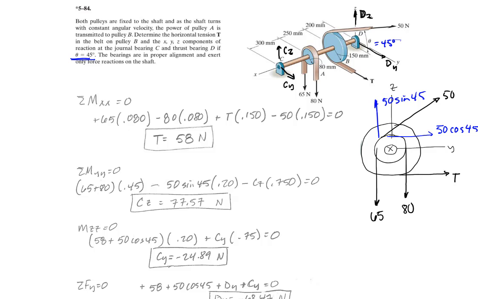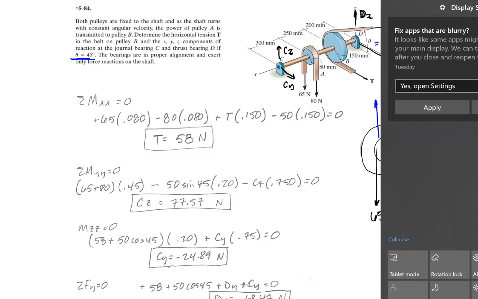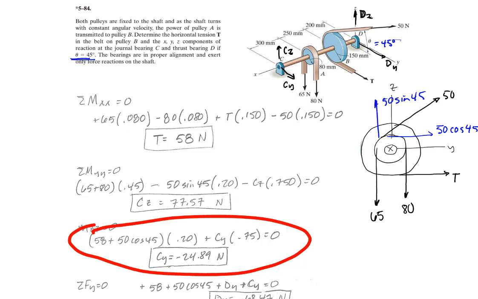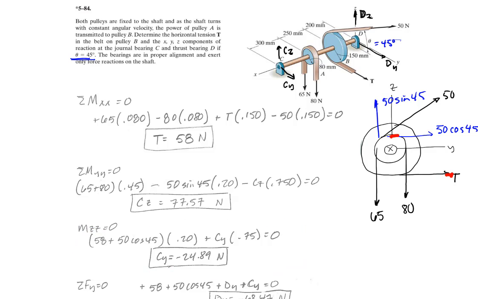Now the moment about the z-axis. D goes through Z; the reactions at D both go through the z-axis. This component of the 50 Newton force is parallel to Z, and these are both parallel to Z. So the only things I have are that one and this component, and that's what gives a moment about the z-axis. I have 58 plus 50 cosine 45, which both have the same lever arm, and then CY has this big long lever arm. Then I can solve for CY, which is negative.